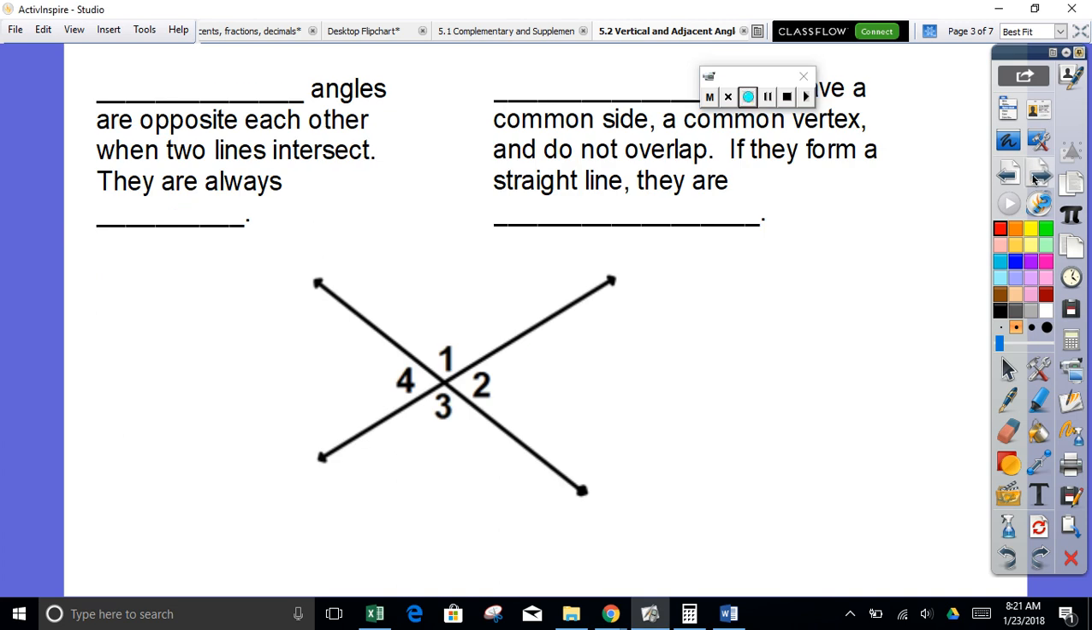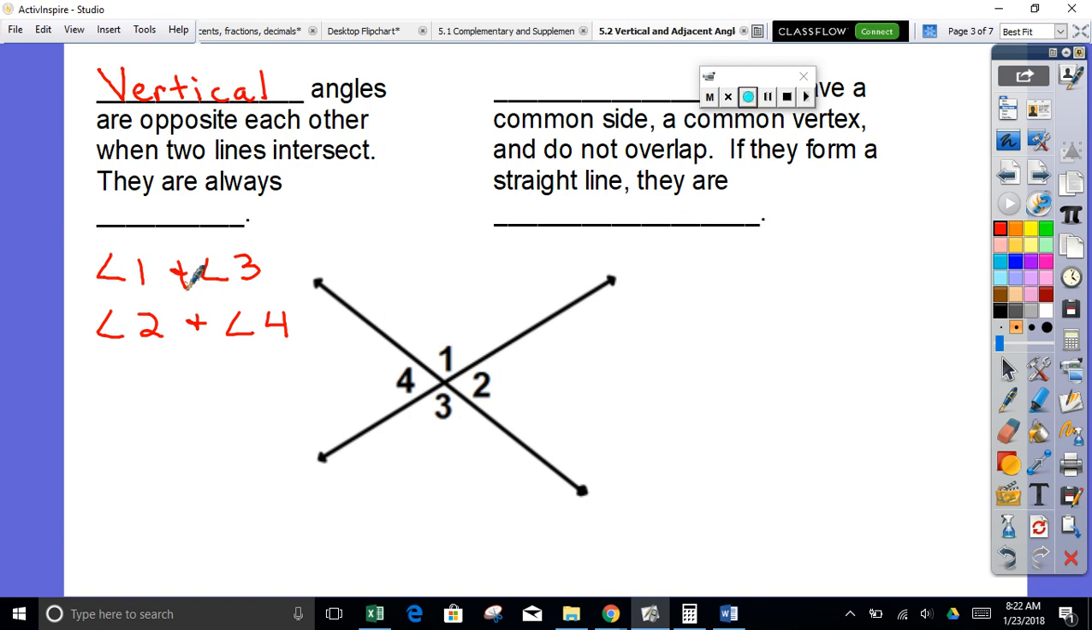All right, first is vertical angles. Vertical angles are opposite each other when two lines intersect. So angles 1 and 3 would be vertical angles because they're across from each other when two lines intersect. So angles 1 and angle 3 are vertical angles. And then the other set of vertical angles is angles 2 and 4. That's supposed to be a little and sign. It's kind of hard to see. Angles 1 and 3 and 2 and 4.